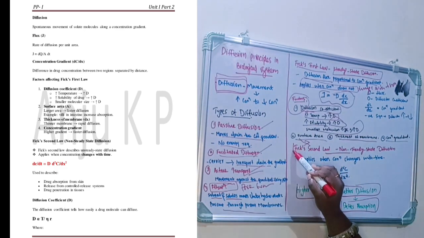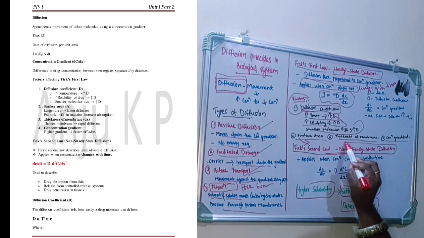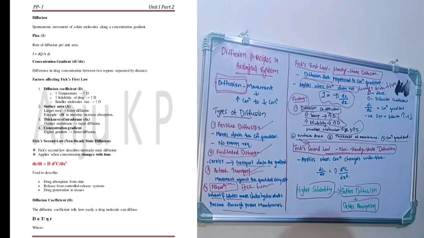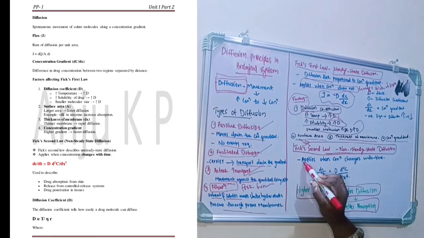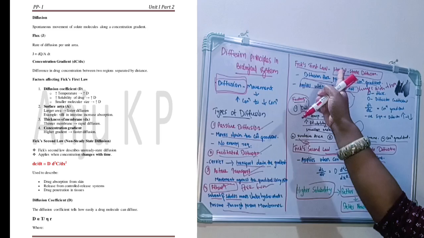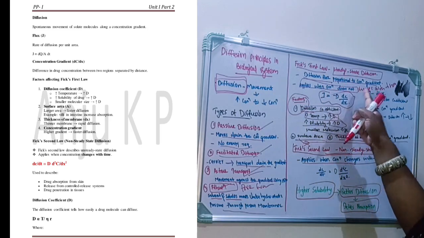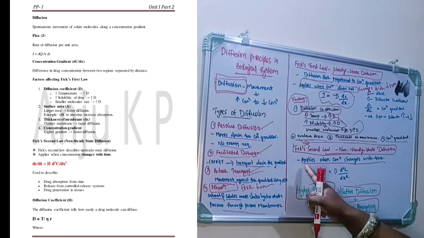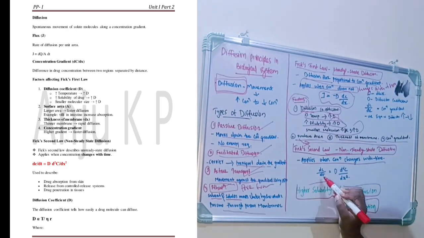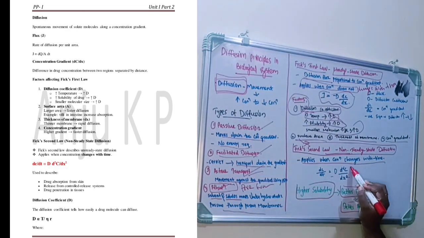Next comes Fick's second law. Fick's second law is for non-steady state diffusion. Non-steady state diffusion means it applies when concentration changes with time. In the first case, concentration does not change with time, and in the second case, concentration changes with time. So we write dC/dt = D d²C/dx².